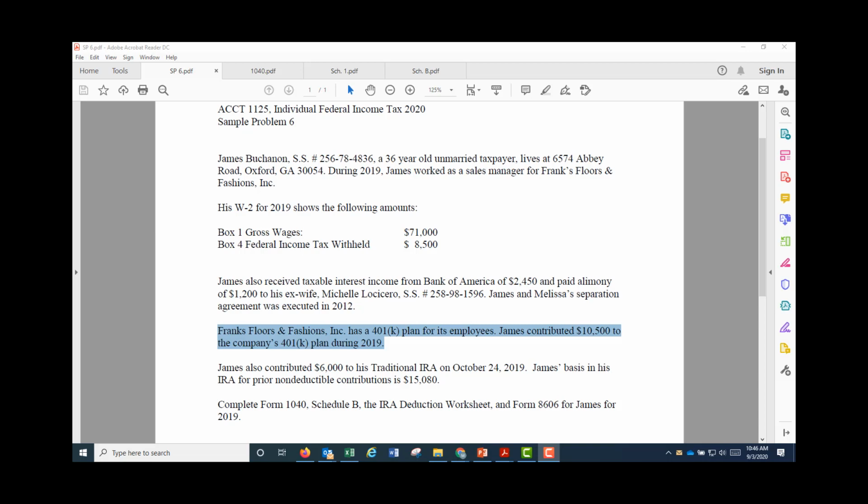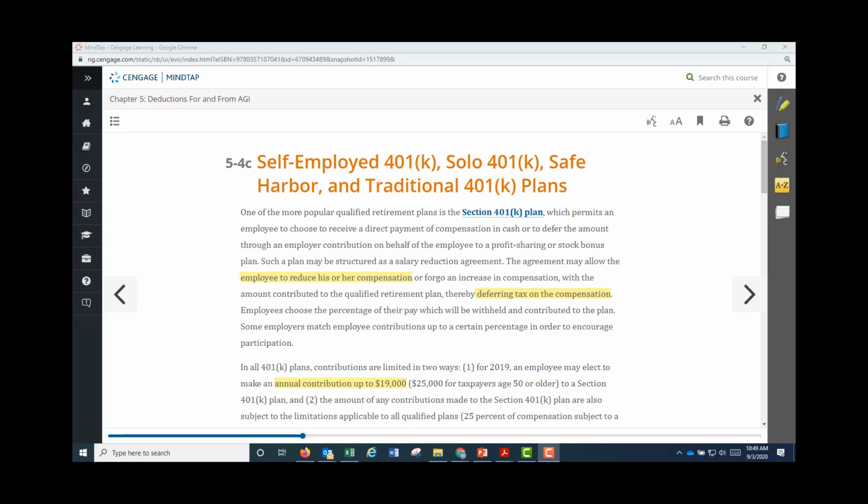James's employer has a 401k plan for its employees, to which James contributed $10,500 during the year. What's the implication of this? The amount that James contributed to the 401k plan will not be subject to tax. The funds that go into these plans are invested, and they will have earnings, interest earnings, and earnings on top of earnings, which is called compounded earnings.